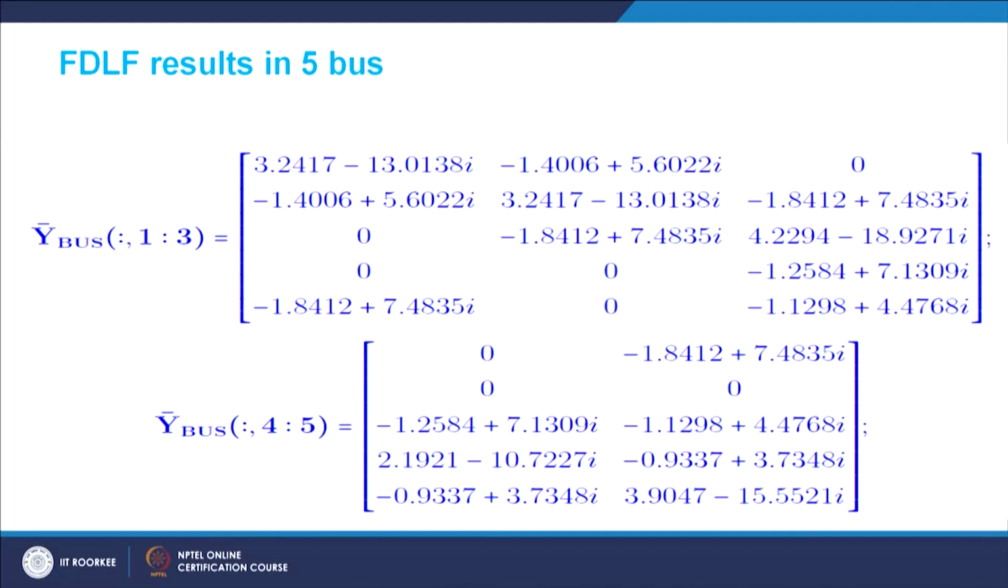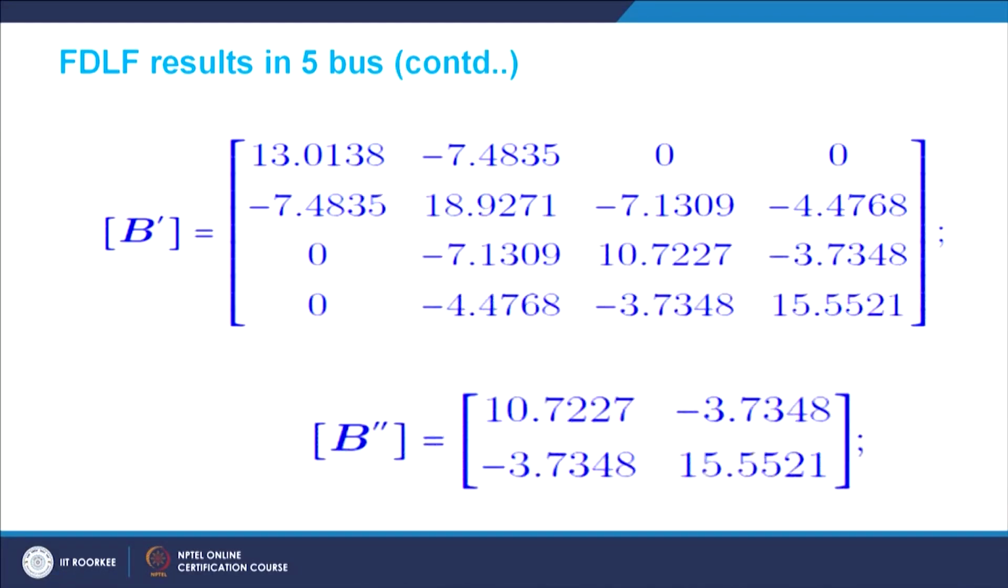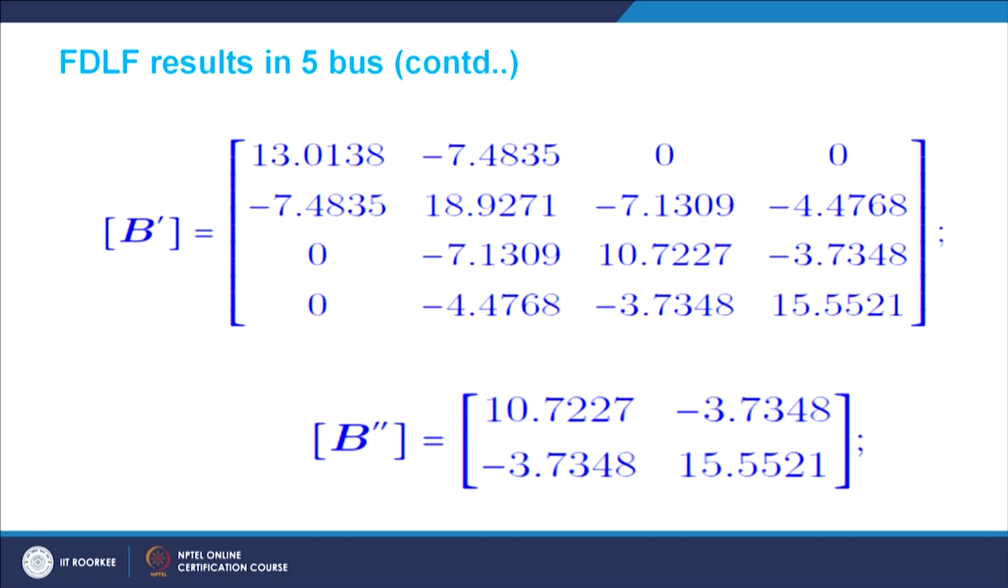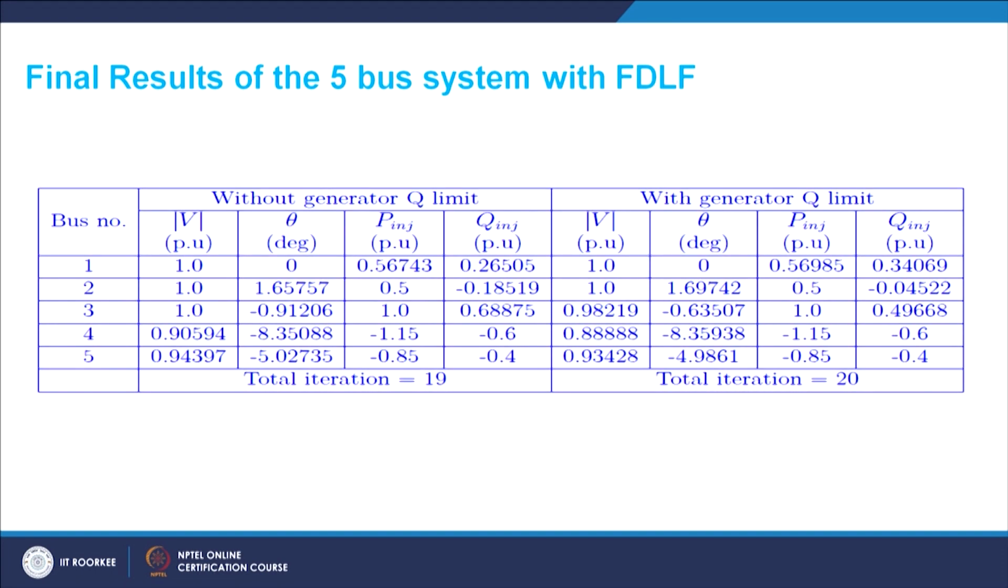The matrices would be these, with the negative sign, and that is precisely what we have got. For example, here it is minus 10.7227, so in the B double dash matrix it will be plus 10.7227, and similarly for the other elements. With this we follow the algorithm, and then we get this result.